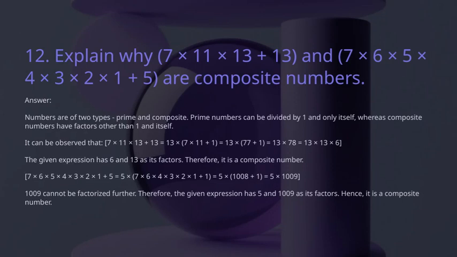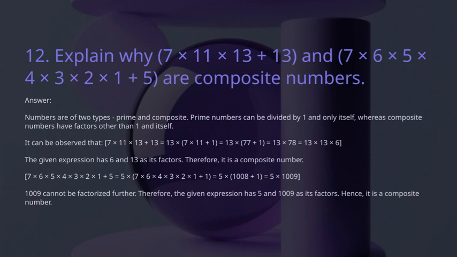Let's take a closer look at why these two expressions are considered composite numbers. First, focus on the expression 7 times 6 times 5 times 4 times 3 times 2 times 1 plus 5. When we break it down, we see that it can be factored into 5 times another expression, specifically 7 times 6 times 4 times 3 times 2 times 1 plus 1, which simplifies to 1008 plus 1, or 1009. Since 1009 is a number that cannot be factored further, the entire expression becomes a product involving 5 and 1009, making it a composite number.